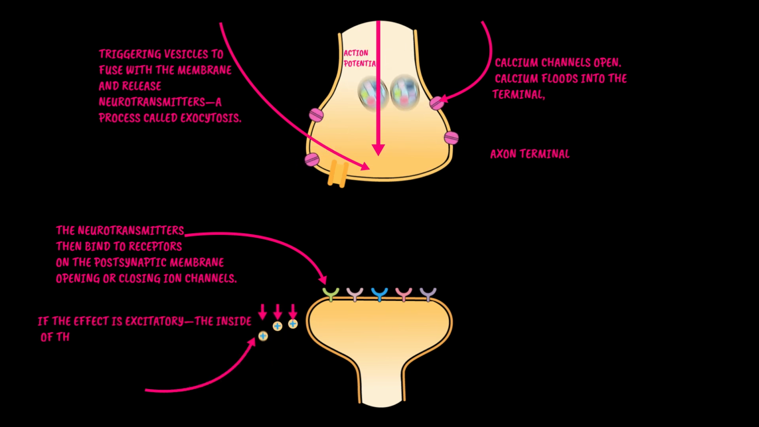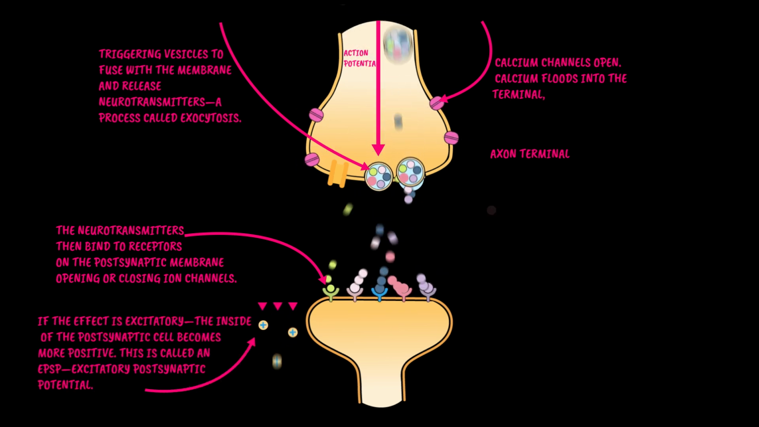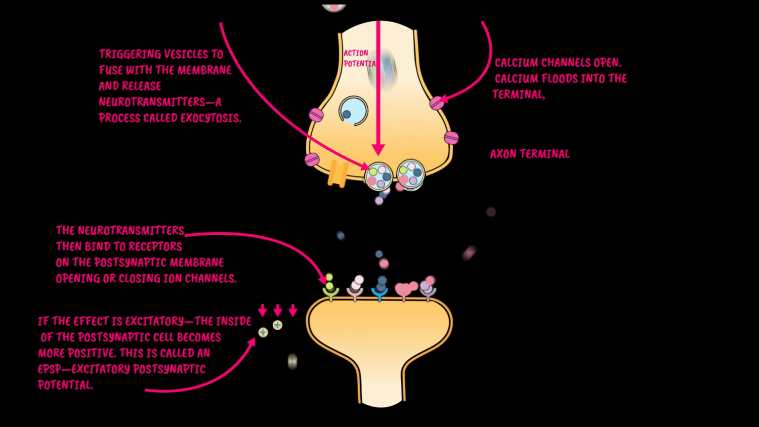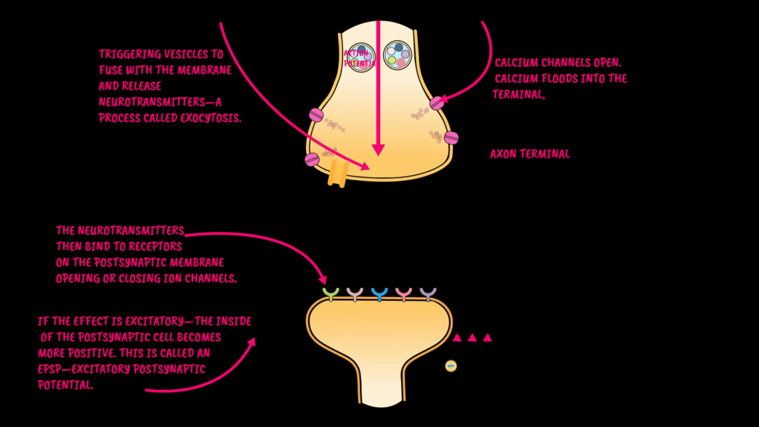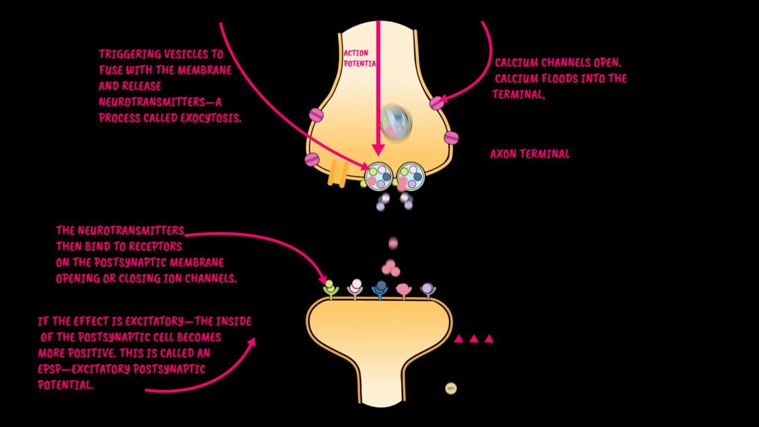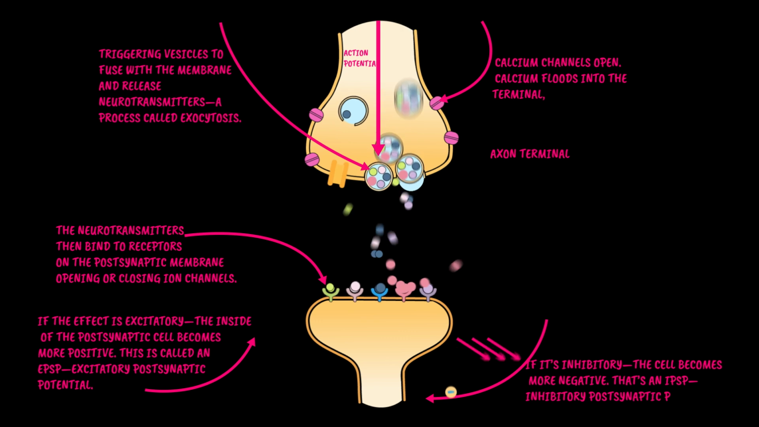If the effect is excitatory, the inside of the postsynaptic cell becomes more positive. This is called an EPSP, excitatory postsynaptic potential. If it's inhibitory, the cell becomes more negative. That's an IPSP, inhibitory postsynaptic potential.